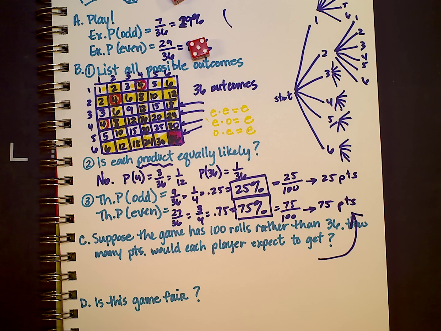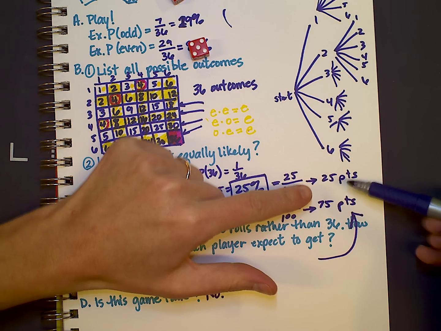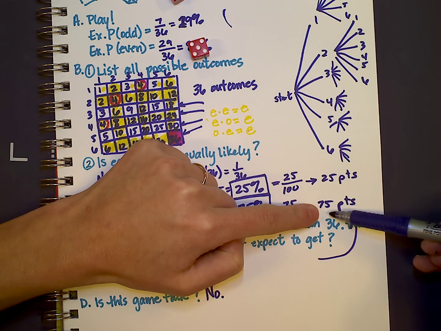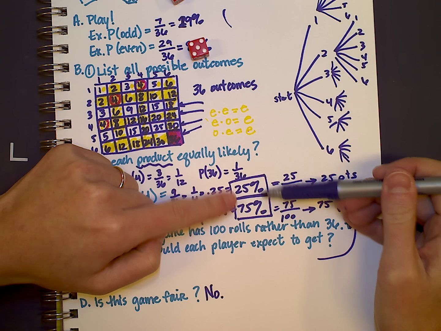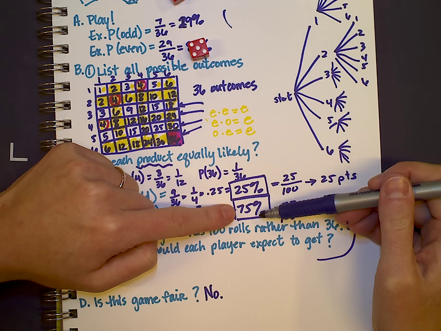So lastly, is this game fair? Well, no, it's not fair. It's not fair because look at this. Out of 100, you would expect player A to get just 25 points and player B to get 75 points. That sure doesn't seem even. And we know that because look at our theoretical probabilities. They're way off. And one of the things that makes a game fair is that your probabilities match up.